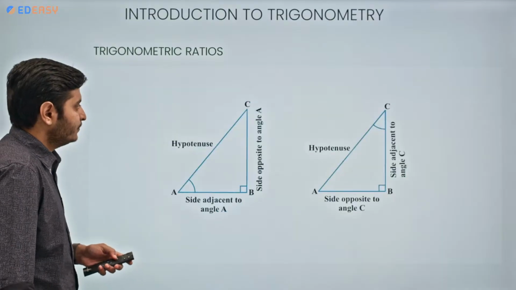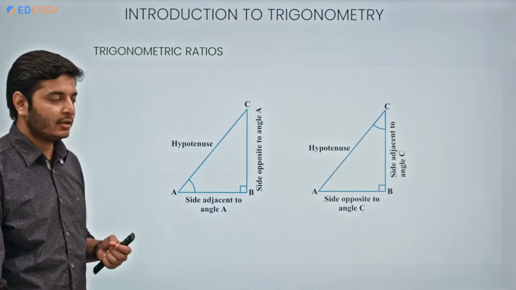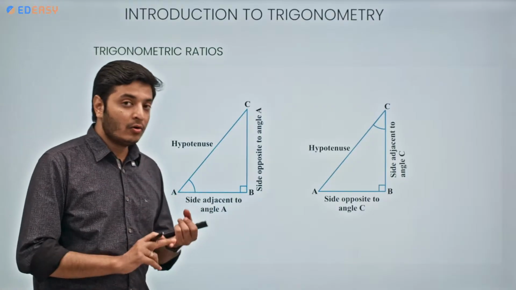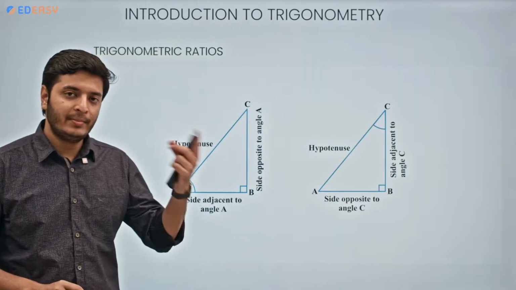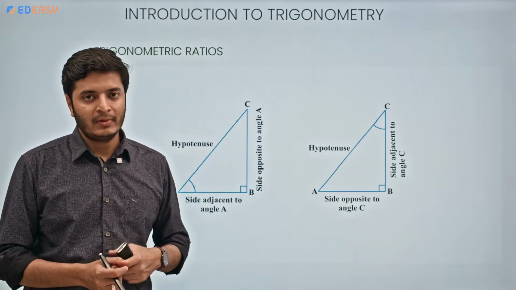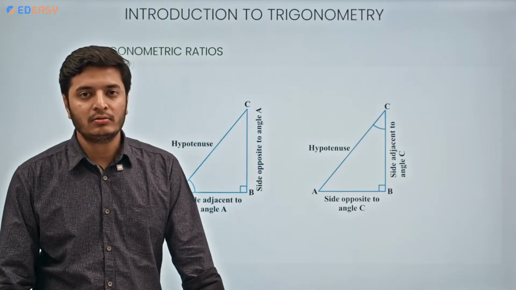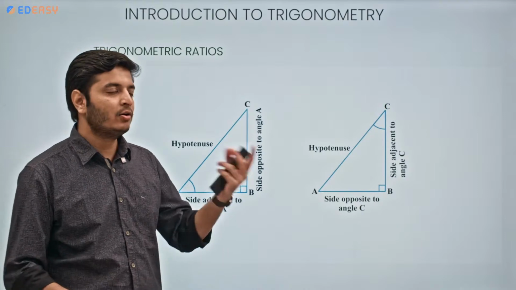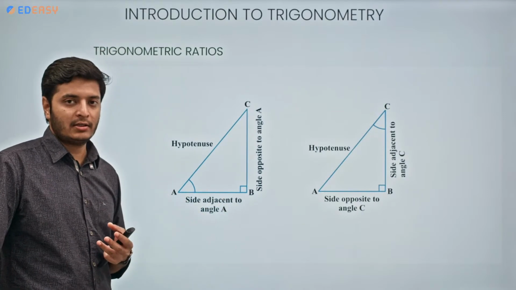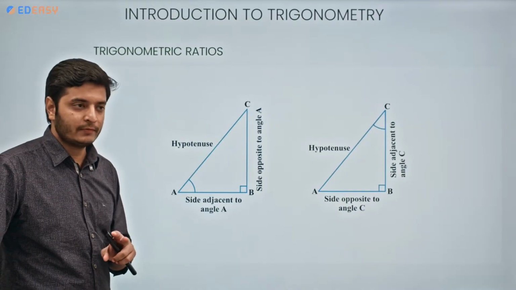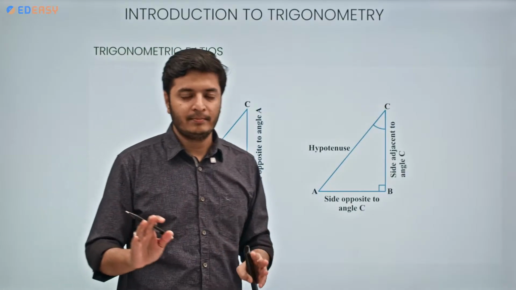Now, this concept that I explained, I will explain again. Depending on which angle we are referring to, we can have a different base or perpendicular value. So other than base and perpendicular, we can also refer to them as side opposite or side adjacent. So there are two ways of referring to the sides now. You need to understand both of them. Now, hypotenuse will remain hypotenuse, the longest side, correct?